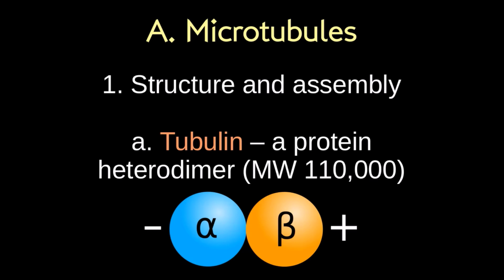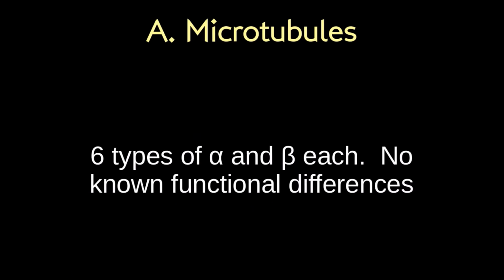This is a fairly large molecule actually, so tubulin is about 110 kilodaltons, it's fairly big. And actually in you have several different kinds of tubulin. We have 6 types of alpha and 6 types of beta, although at this moment we're not exactly sure why we have 6 different types. They don't seem to be all that much different.